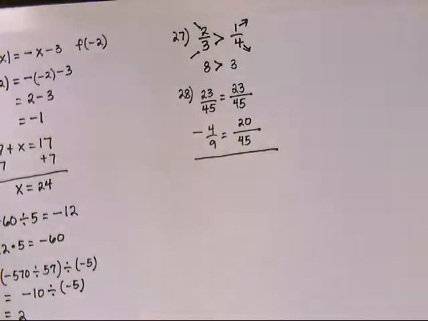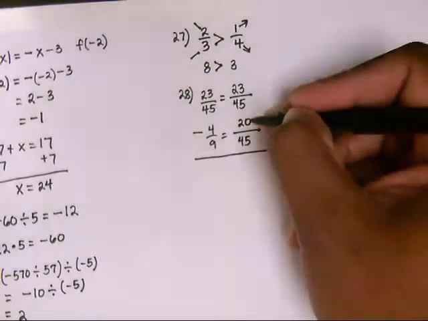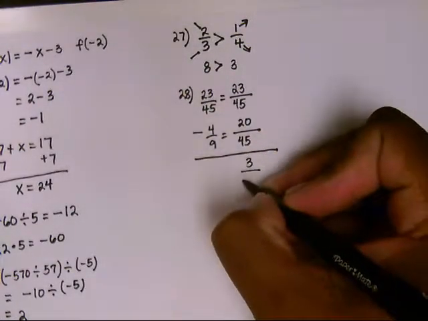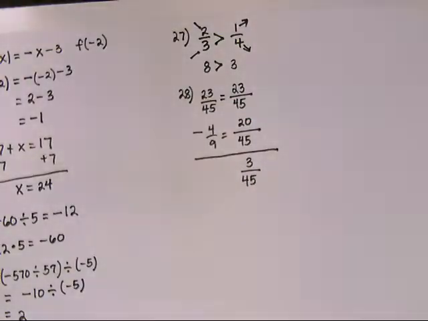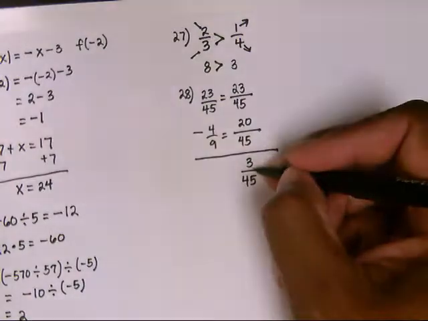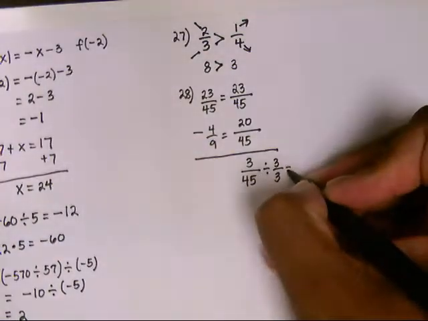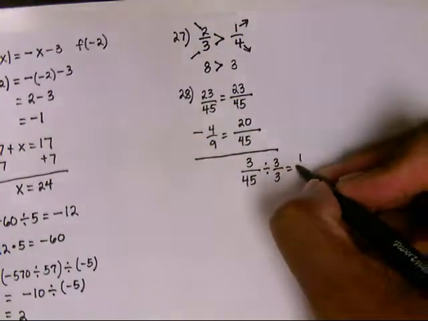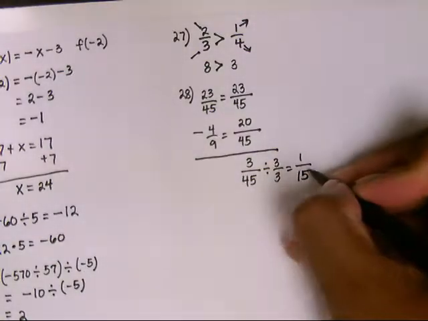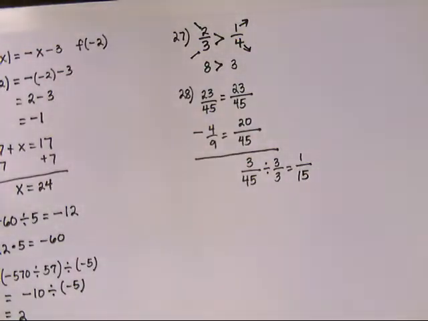And now I can subtract 23 45ths minus 20 45ths. Subtract your numerators. 23 minus 20 will be 3. And we keep the same denominator. So it'll be 3 over 45. And then we can reduce to simplest form. The largest number that can go into 3 and 45 would be 3. So 3 goes into itself one time. 3 goes into 45 15 times. So in simplest form, our final answer will be 1/15 for 23 45ths minus 4/9.